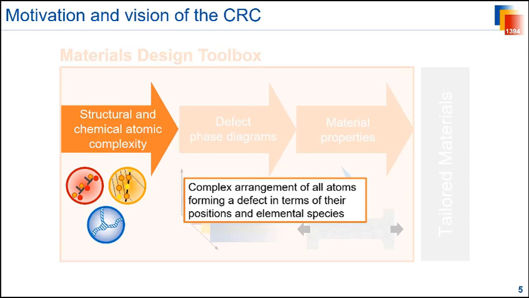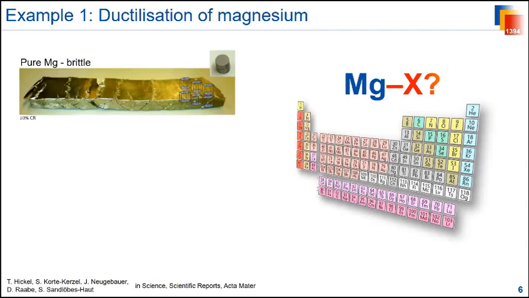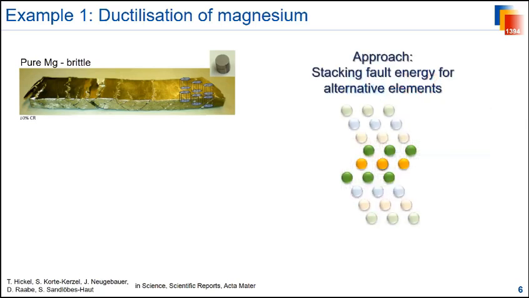So let me give you a few examples of why we know it's important to consider this structural and chemical atomic complexity, and where we think we really have considerable gaps in our understanding today. The first example I want to give you is the case of ductilisation of magnesium. What we want to do is realize its full potential as a lightweight metal. And so far, we've been using unfavorable atoms, like yttrium or rare earths. And what we're aiming at is to get favorable properties while replacing these atoms.